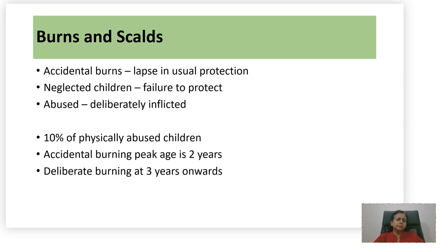And also, if you look at the burns and scalds, it can be either an accidental burn or a child has been neglected. Parents are not aware, and he or she goes and touches the fire. The fireplace is not protected, and so on. So that comes under neglect. Or then it can be deliberately inflicted, as in case of abuse. So 10% of the physically abused children can have burns and scalds. Accidental burning peak is 2 years, deliberate burning then of course 3 years onwards.